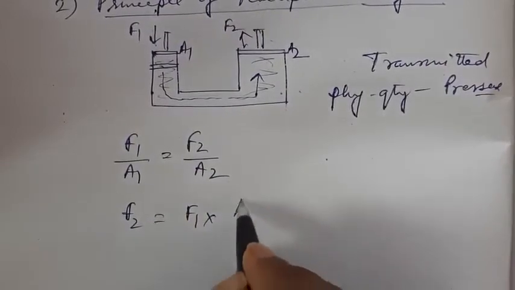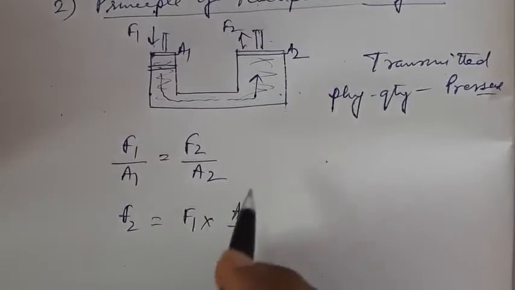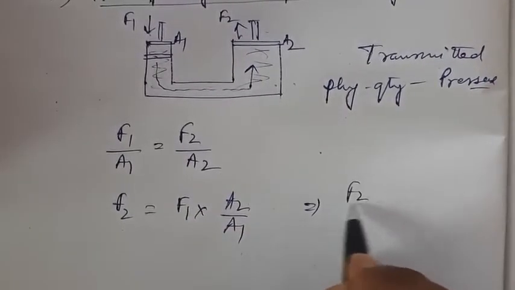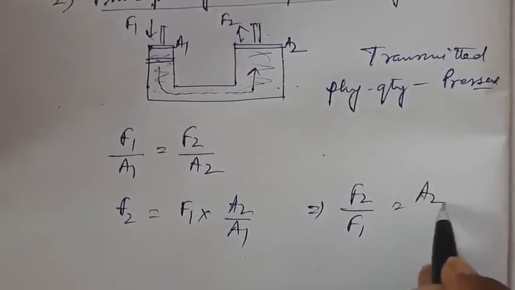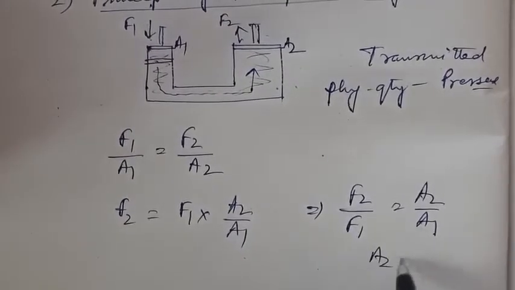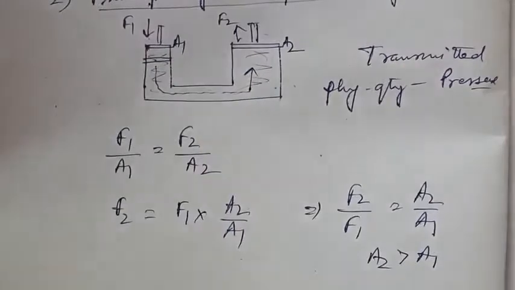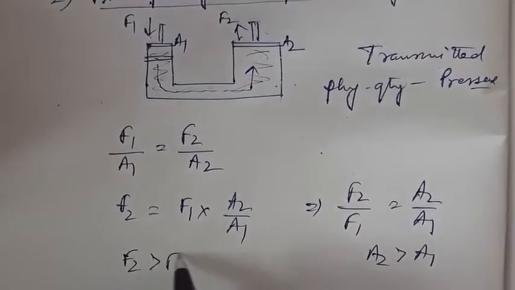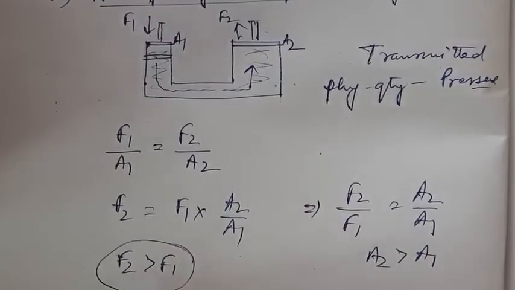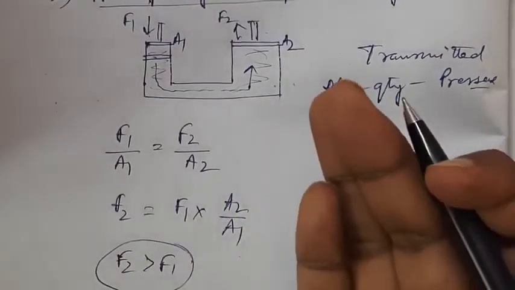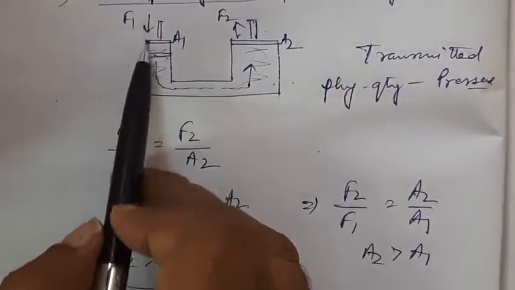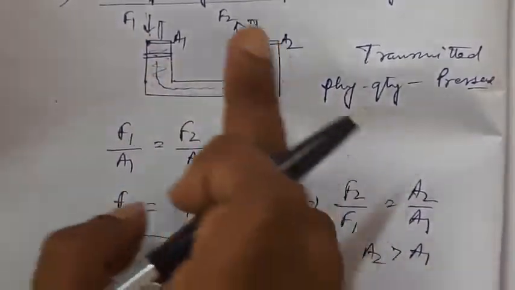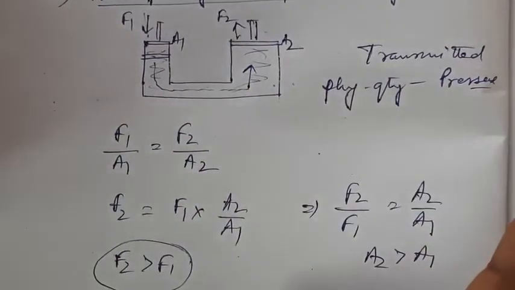So F2 is F1 into A2 by A1. We have already studied that you can also write this as F2 by F1 is equal to A2 by A1. Now A2 is greater than A1, from the diagram. That means F2 is greater than F1. So we have multiplied thrust. The force applied here gets multiplied in the same ratio as the ratio of the two areas.